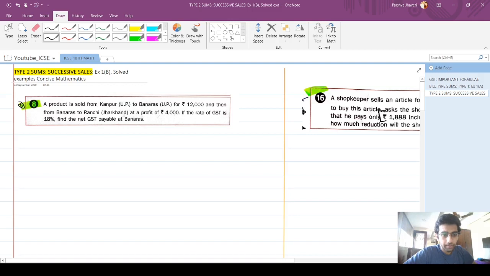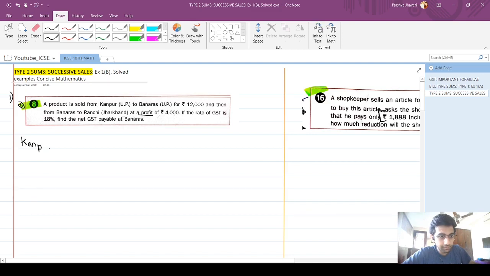A product is sold from Kanpur to Banaras for 12,000 and then from Banaras to Ranchi, that's in Jharkhand, at a profit of 4,000. So look at the wording they're using, at a profit of 4,000. If the rate of GST is 18%, find the net GST payable at Banaras. So our first step will be columns. Firstly, we're going to make some columns.